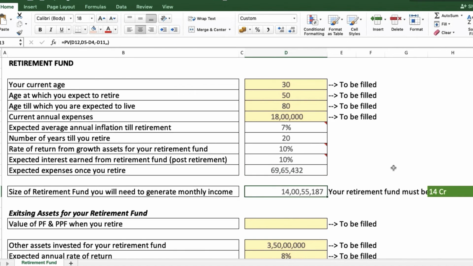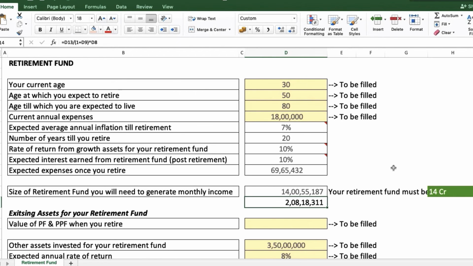So from a practical perspective, what is the worth of this 14 crores in today's time? That will be the present value, which is 14 crores divided by 1 plus 10% raised to 20 years. So this gives us the value in today's terms. So the worth of this 14 crores is 2 crores in today's time.